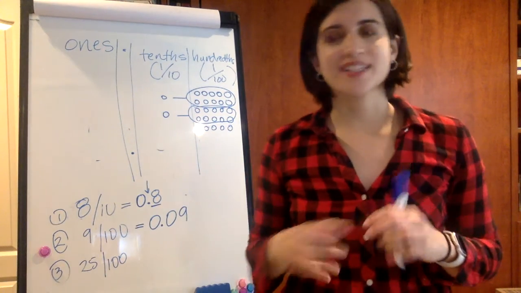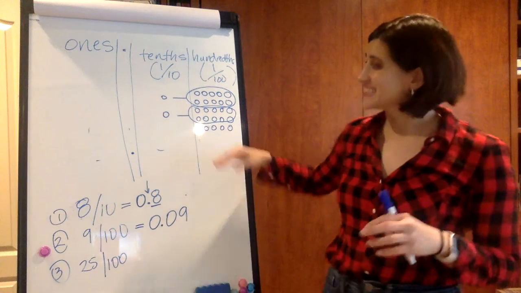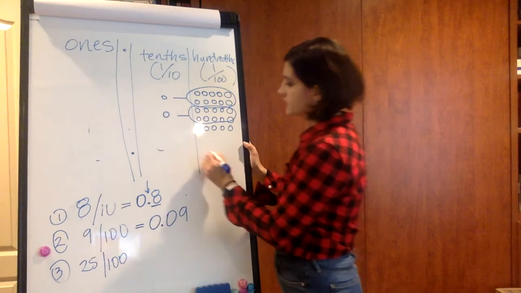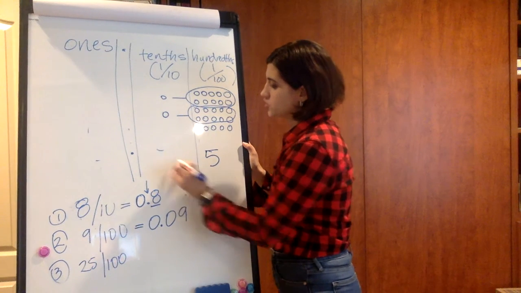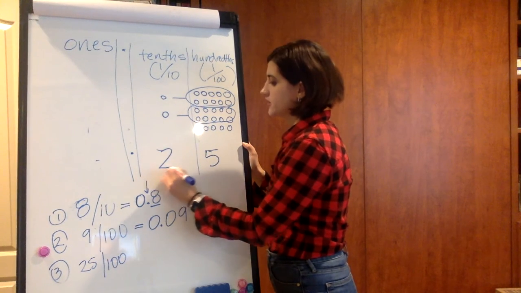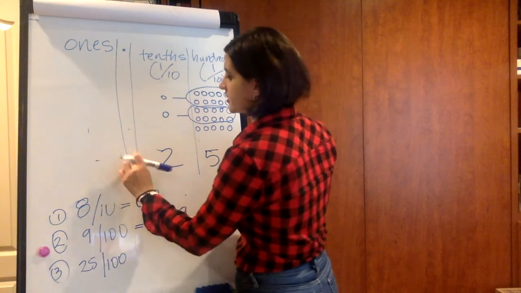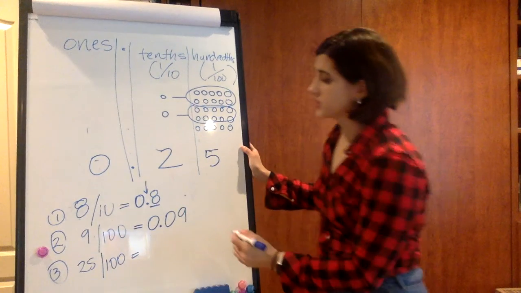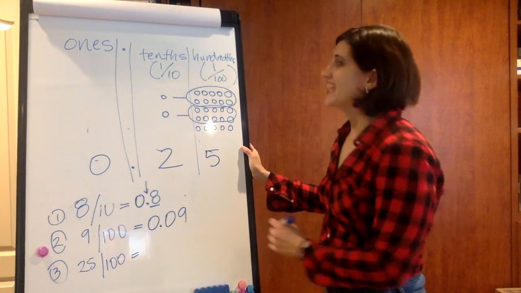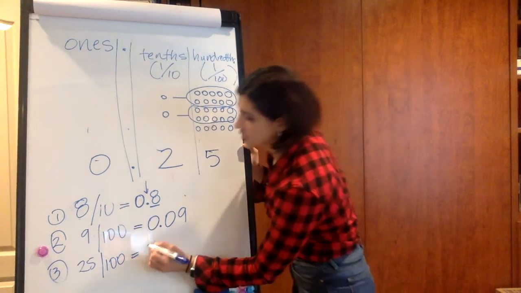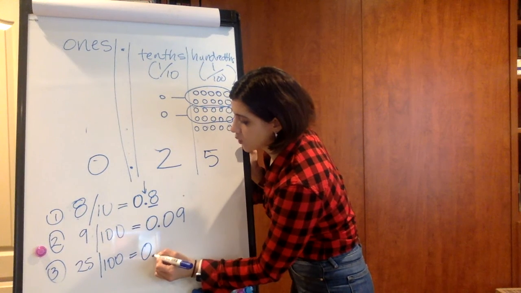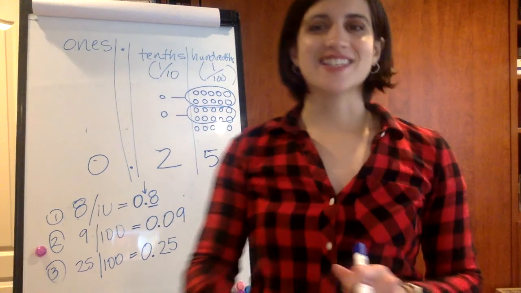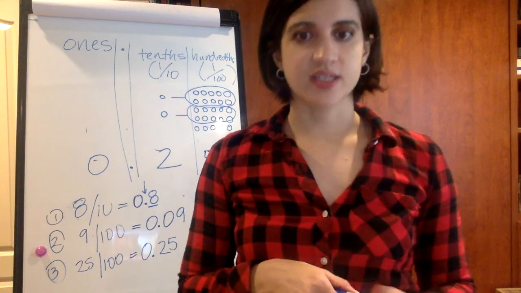In the hundredths place, I cannot regroup anymore. Now I can write down what each of them is worth. I have 5 in the hundredths place, 2 in the tenths place, and nothing in the ones place. So 25 hundredths in decimal form is 0.25, or how we probably say it, 0 and 25 hundredths.